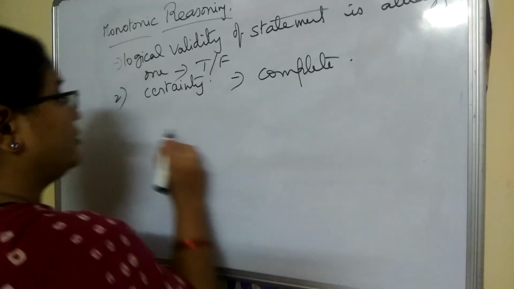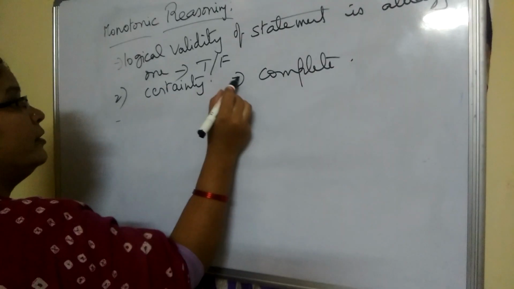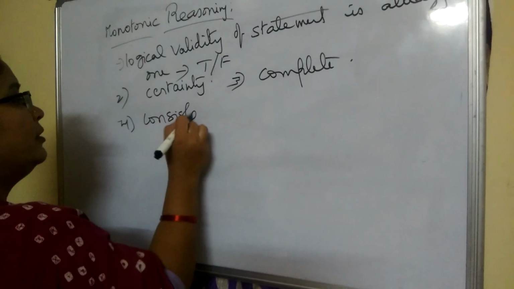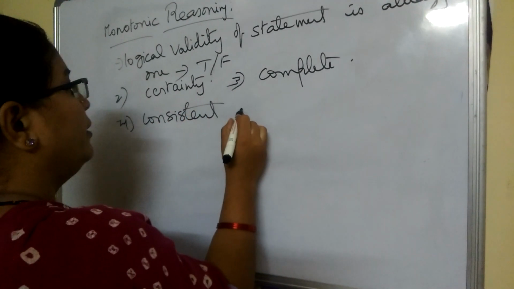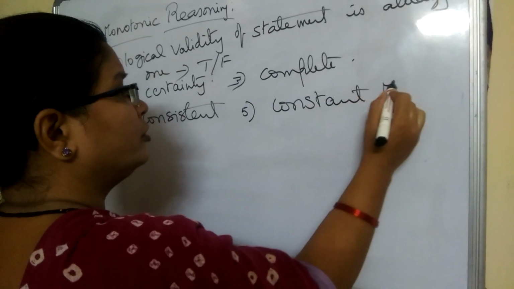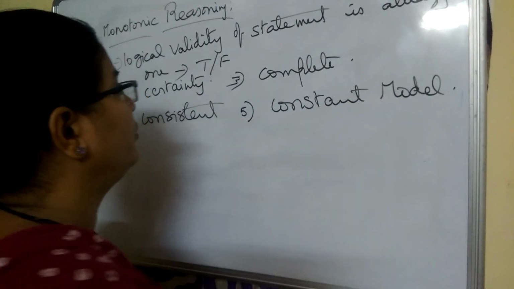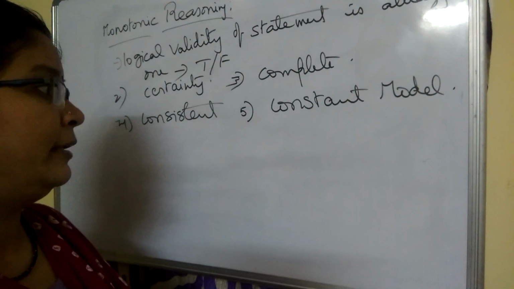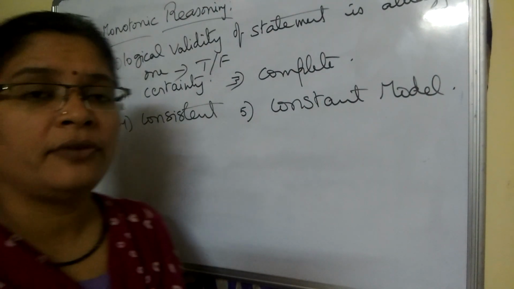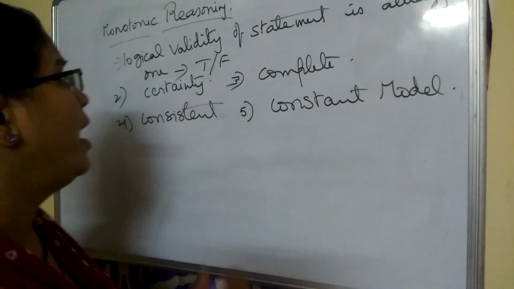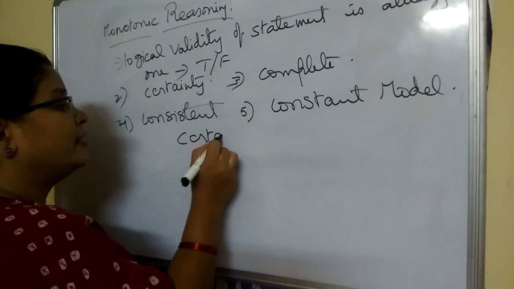We discussed this in our previous videos. This is the third one. And the fourth one is a consistent model, and a constant one, no change in that. A constant model or set, whatever it is, such a thing is called monotonic reasoning. Each and every statement in monotonic reasoning can have a certain logic value, hence this is also called certainty.